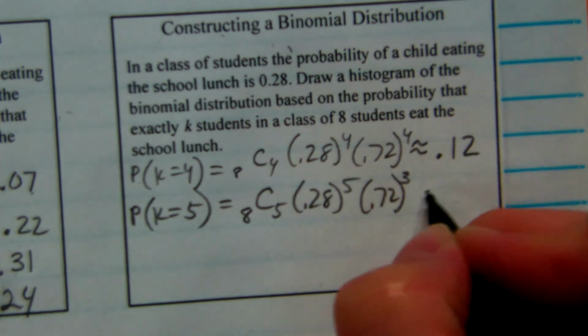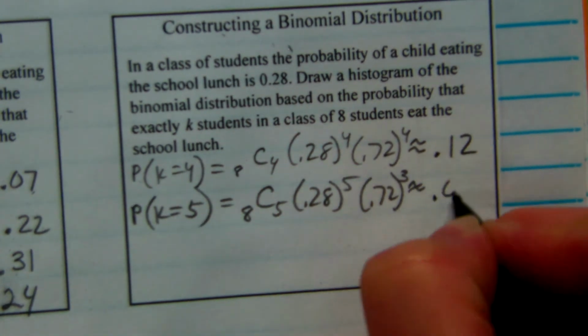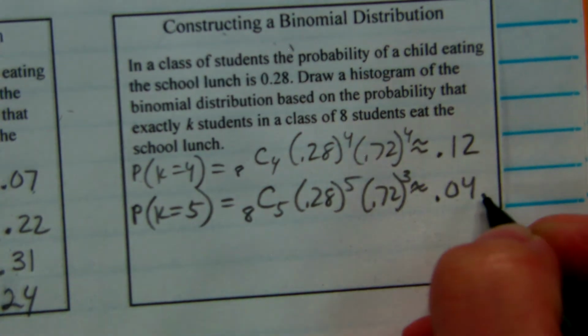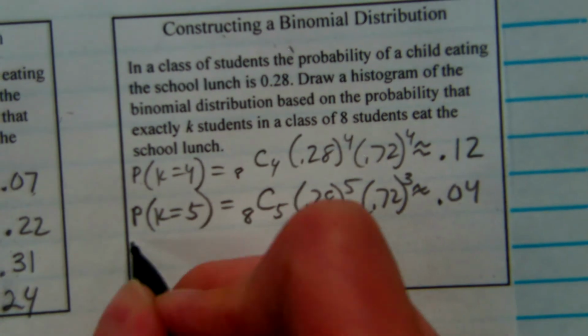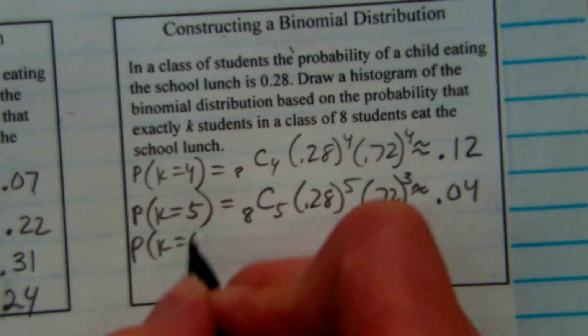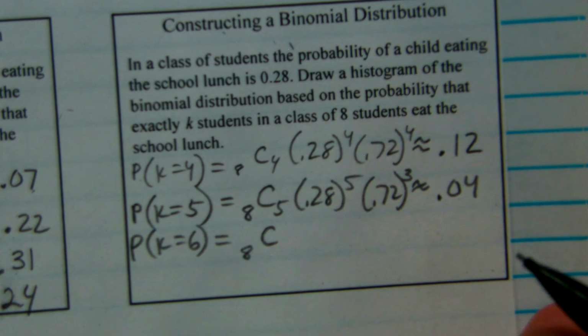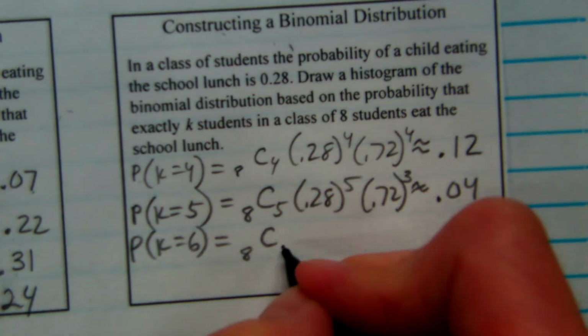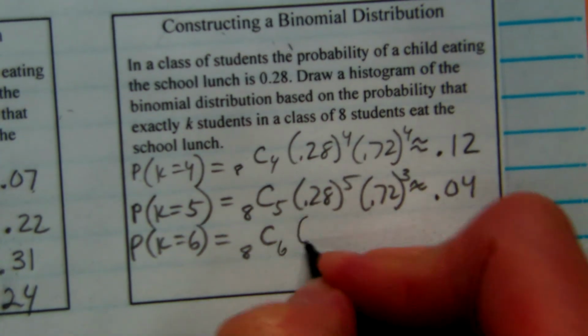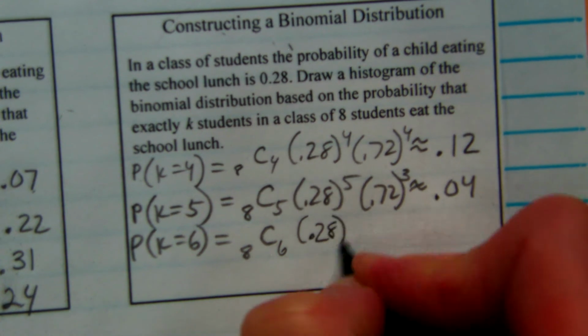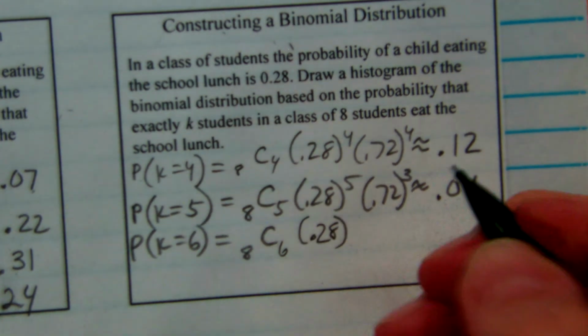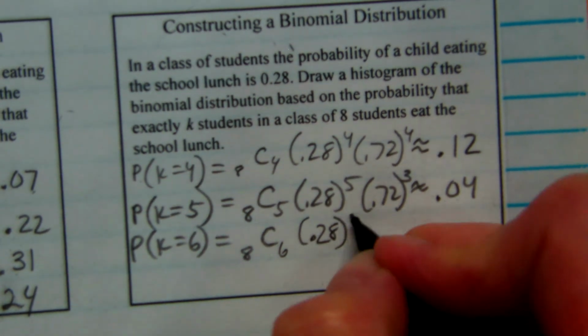Just making sure this all adds up to 8. I'm not making mistakes. That comes out 0.04. So not a very good chance. Go on to k equals 6. So 6 kids eating. Since normally only 28% eat, that's why these are getting to be lower, because normally not very many kids eat. So the chances of a whole bunch of them eating would not be very high.